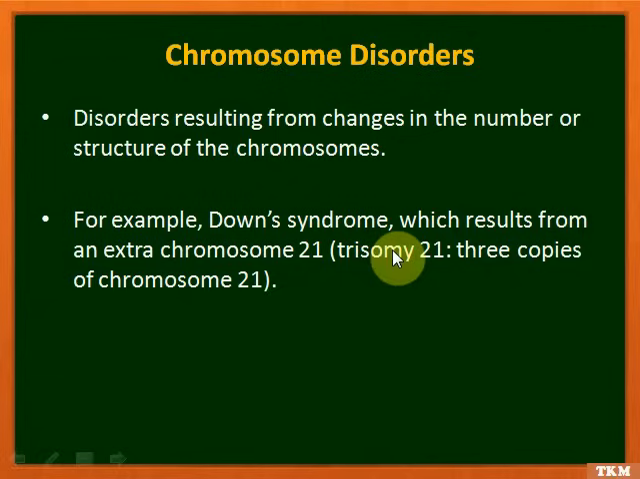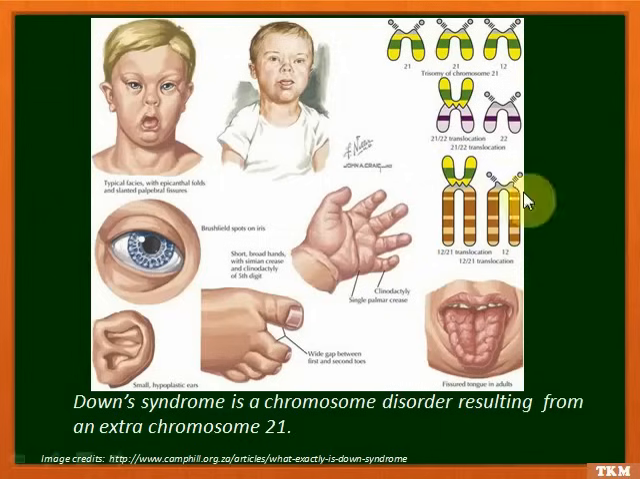Then coming to the next type, that is a chromosome disorder. A disorder resulting from changes in the number or structure of the chromosomes. A simple example is Down syndrome, which results from an extra chromosome number 21. That means all the chromosomes come in a pair, one from mom and one from dad. Remember this basic golden rule. But the 21st chromosome comes in a triplet, that is a trisomy. There are 3 copies of chromosome number 21, and that leads to Down syndrome. And this is how people suffering from Down syndrome look.